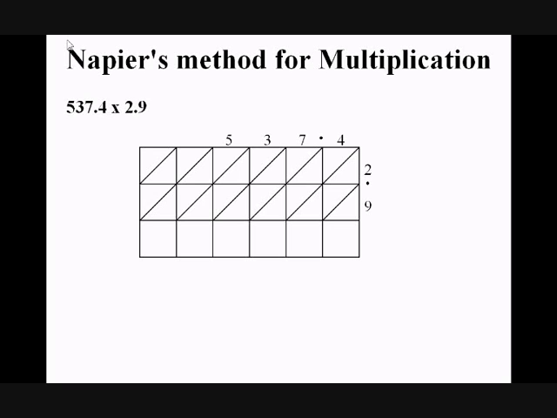The first thing that we do is look at the intersection of where the two decimal points are, because this is going to help us find where the decimal point is in our answer. So let's get on with the multiplication.